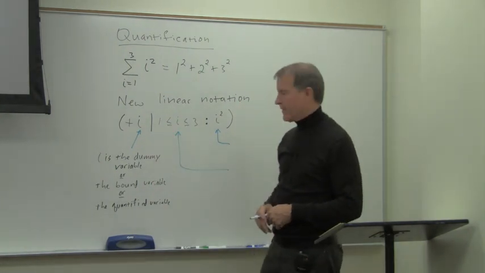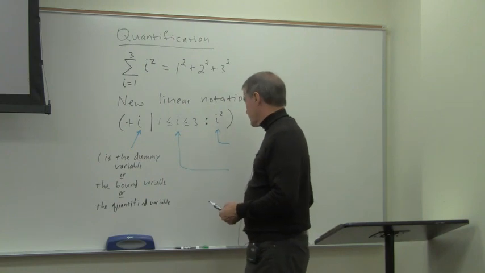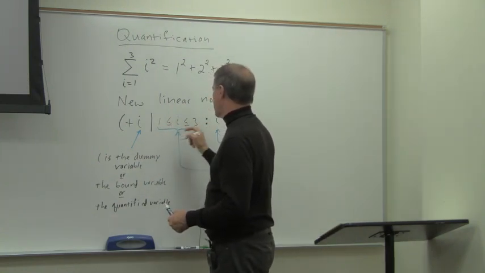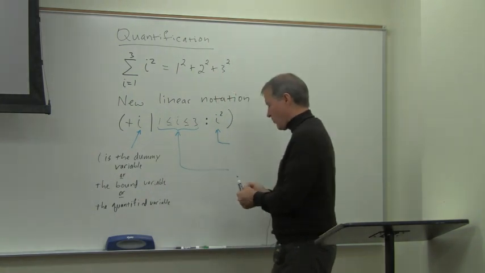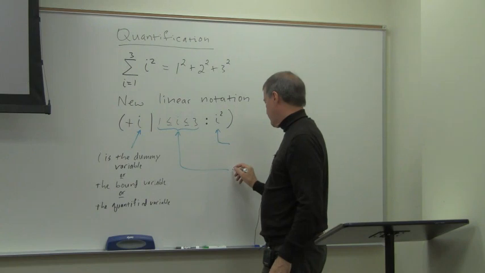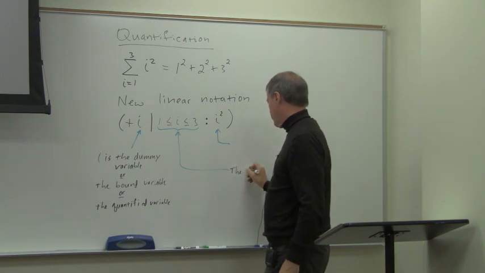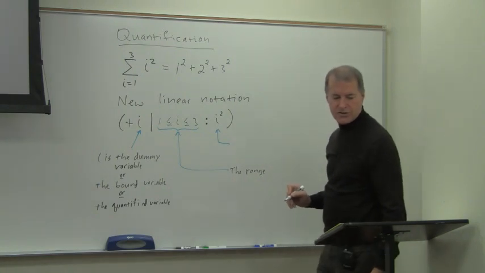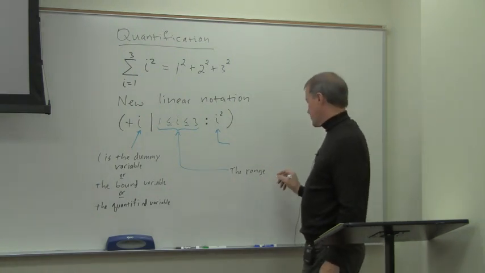That's what it's called. Now, this part right here in the middle compartment that goes after the vertical bar and before the colon, this is called the range. That's straightforward. It's called the range of the quantification.